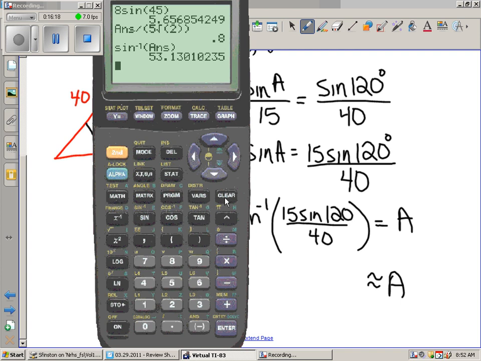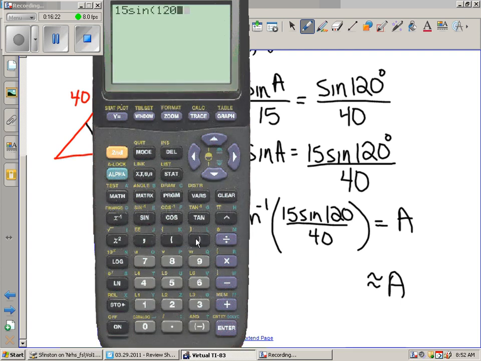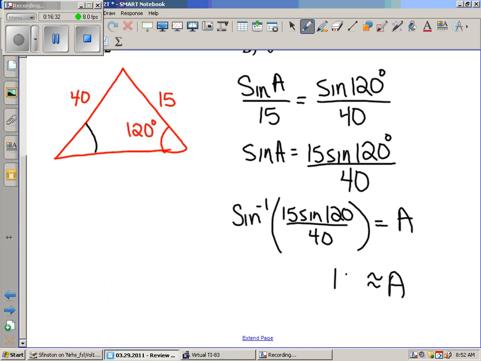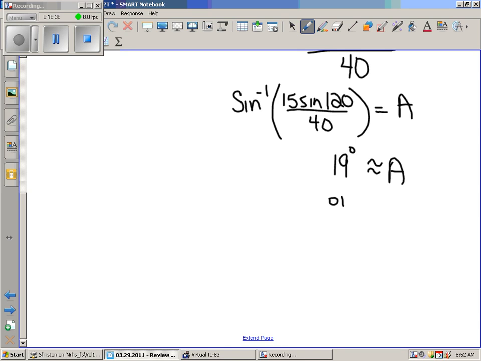Let's see, 15. Let's clear my calculator. It's 15 sine 120 divided by 40. Second sine of the answer, please. Thank you. We got like, let's round that to 19 degrees. Or, what's the other option? Big number.